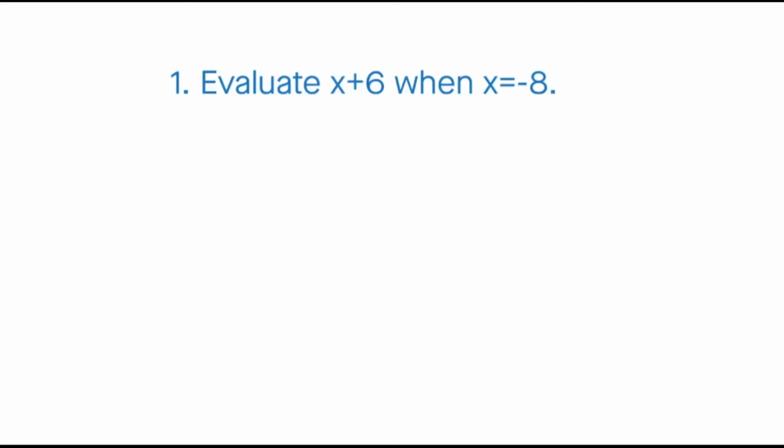So now that we know how to simplify these expressions, we have to learn how to evaluate variable expressions. So to do this, we have to substitute a value for the variable in the expression. We can use both positive and negative numbers to do this. So the question states, evaluate x plus 6 when x equals negative 8. So we would substitute negative 8 for x. So we would write it as negative 8 plus 6 equals negative 2.